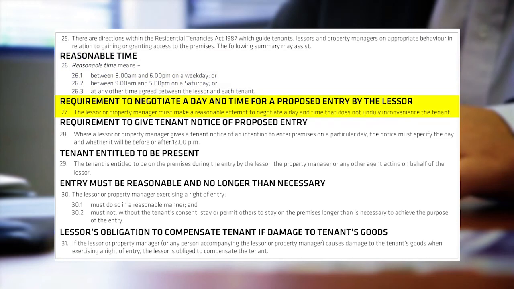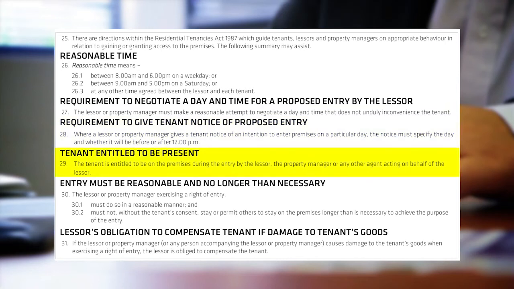Requirement to negotiate a day and time for a proposed entry by the lessor. The lessor or property manager must make a reasonable attempt to negotiate a day and time that does not unduly inconvenience the tenant. Requirement to give tenant notice of proposed entry. Where a lessor or property manager gives a tenant notice of an intention to enter the premises on a particular day, the notice must specify the day and whether it will be before or after 12 p.m.